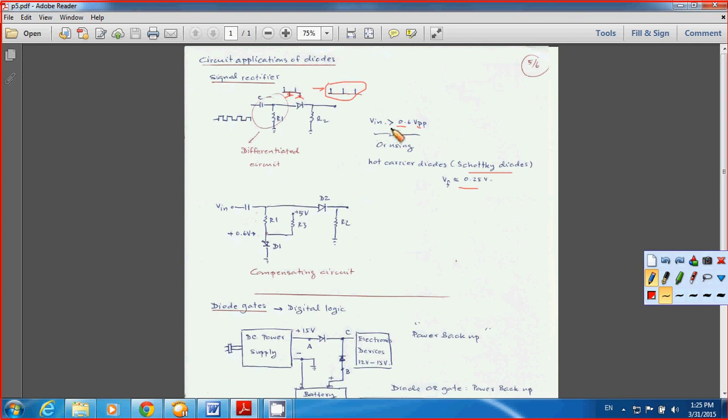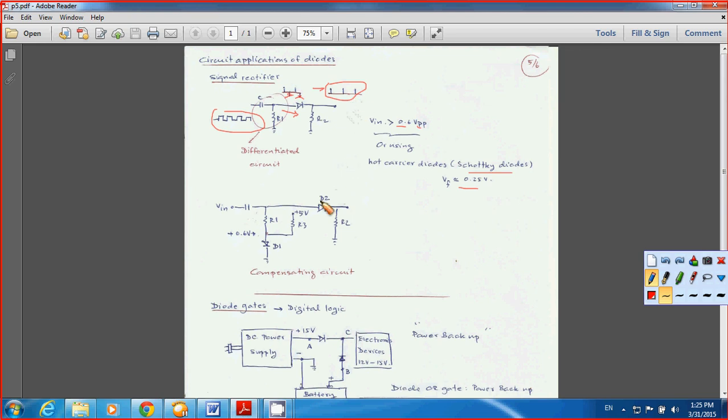So to solve the problem here, if you have an input signal level less than 0.6, you will never be able to turn on the diode here, right? So what happens if we still want the input signal here to show up at the output?